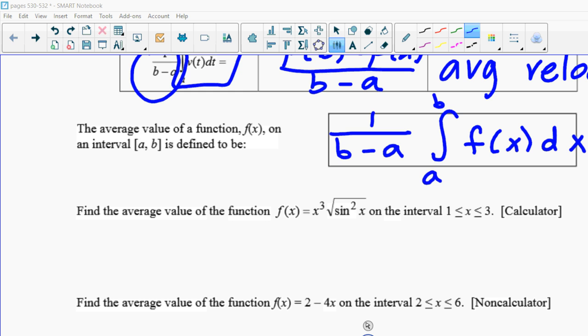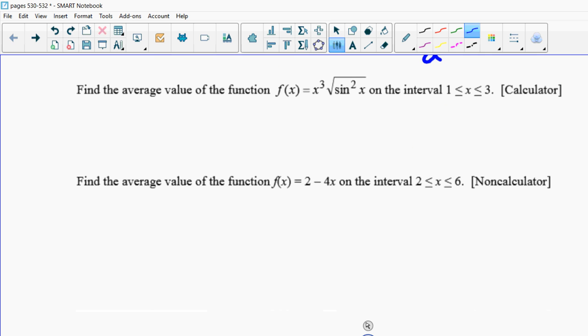Now, find the average value of this function on the interval 1 to 3. Before you do it, I want you to write down right here what you're going to put in your calculator. Average value, let's use that formula you just put in the box. It's going to be 1 over what? 3 minus 1, so 1/2 of the integral from 1 to 3 of that function. Now, please, that's x cubed. That is not a cube root. That's x cubed.